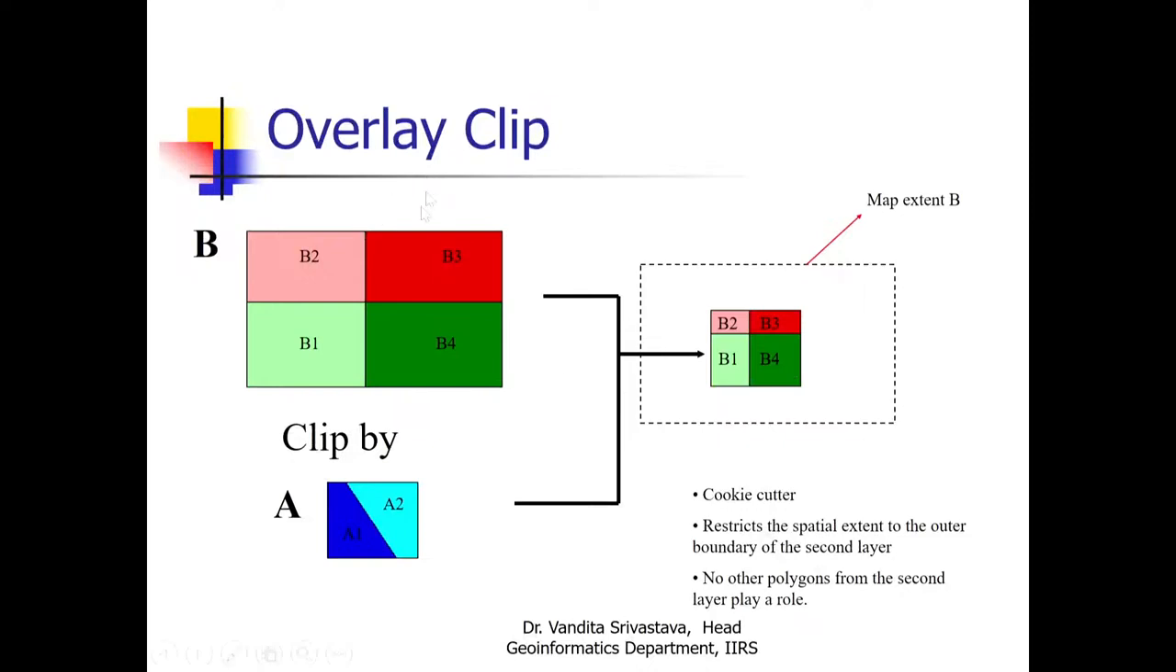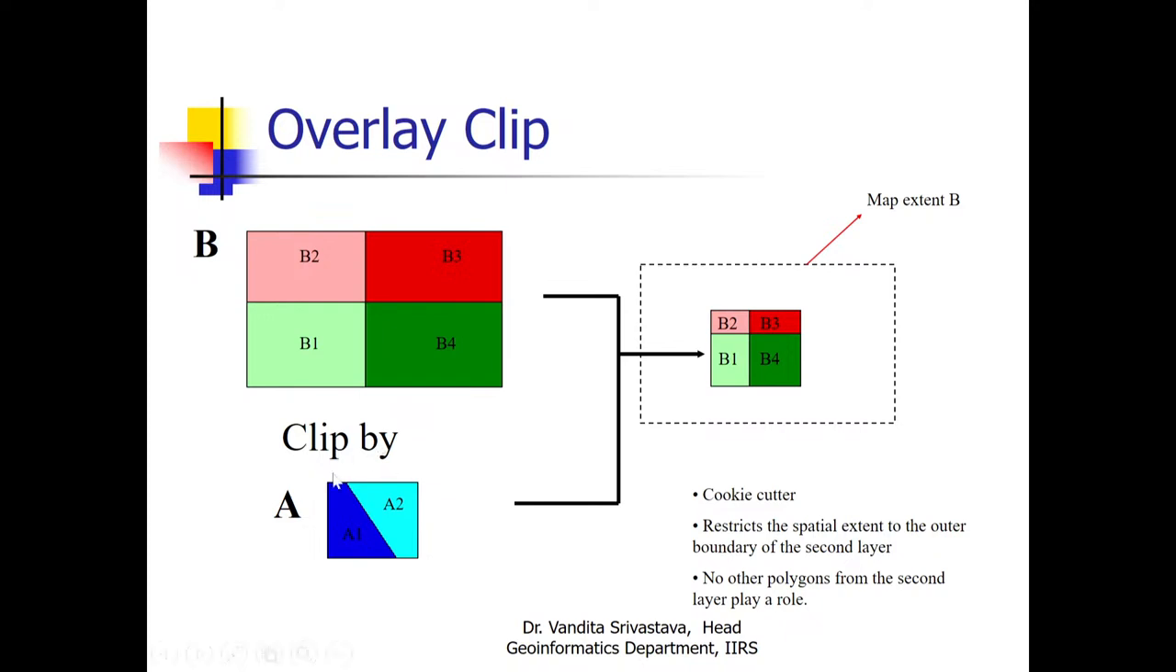Now overlay, this is actually a clip operation. This is the input map and this is the clip map, or the operation map, since we are doing a clip operation. When you perform this clip operation, it is like a cookie cutter. You take a bigger thing and you use a cookie cutter to cut the entire thing into smaller pieces. It can be small or large, that is not the point.